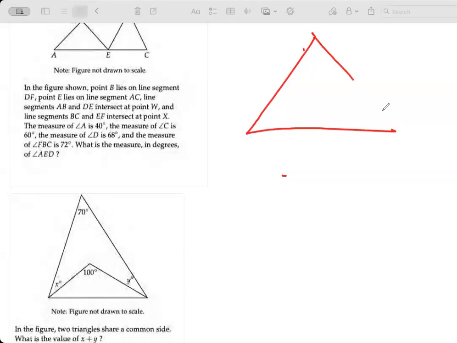This is 100. This is 70. This is x. This is y. I wanted x plus y.